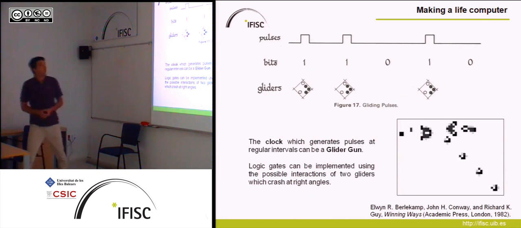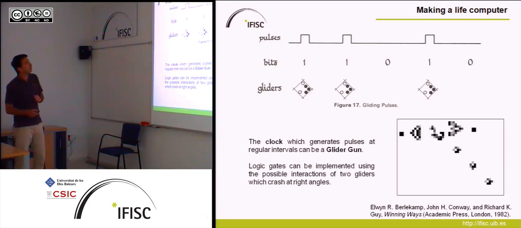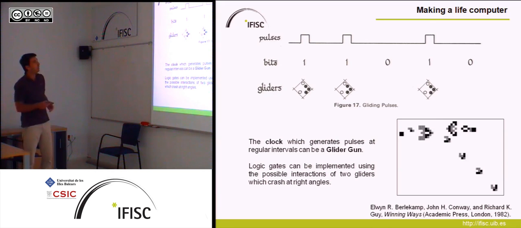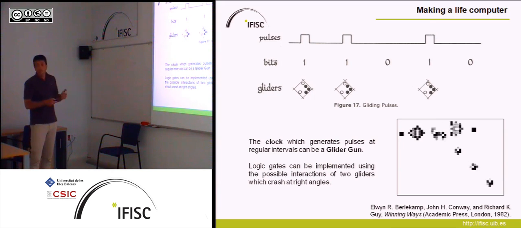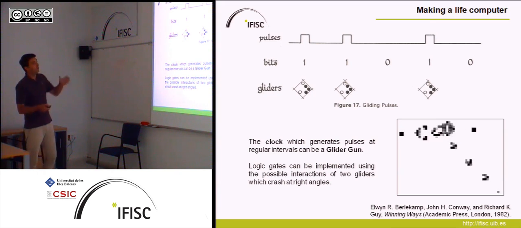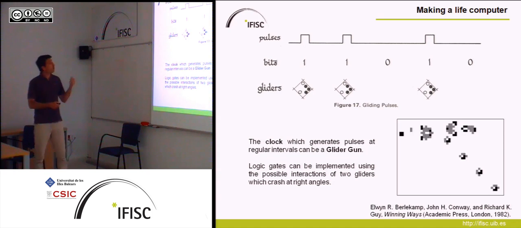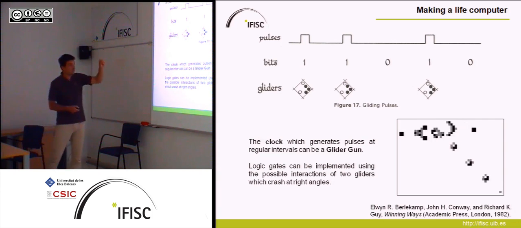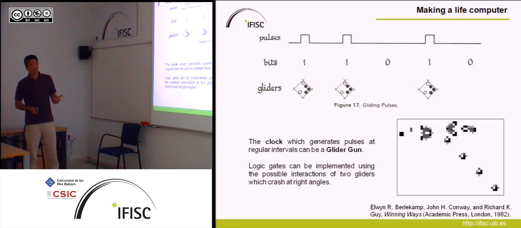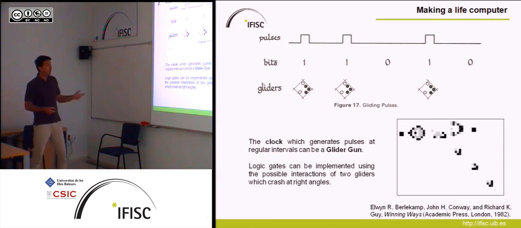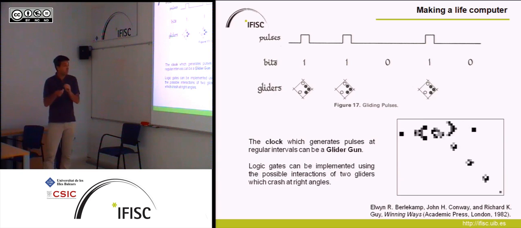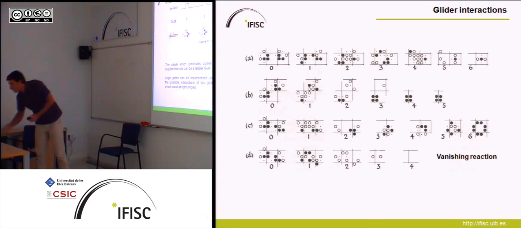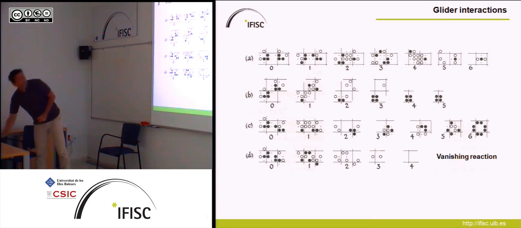Let's make a computer. So how do you make a computer in the game of life? You need pulses to put bits in the system. For that we take the gliders. We will have a 1, 1, 0, 1 string. You need a clock for a computer also. The clock can be a glider gun. So that gives you a clock. And then you need logic gates, and the logic gates can be implemented using possible interactions of these objects. We'll use the gliders to implement this.